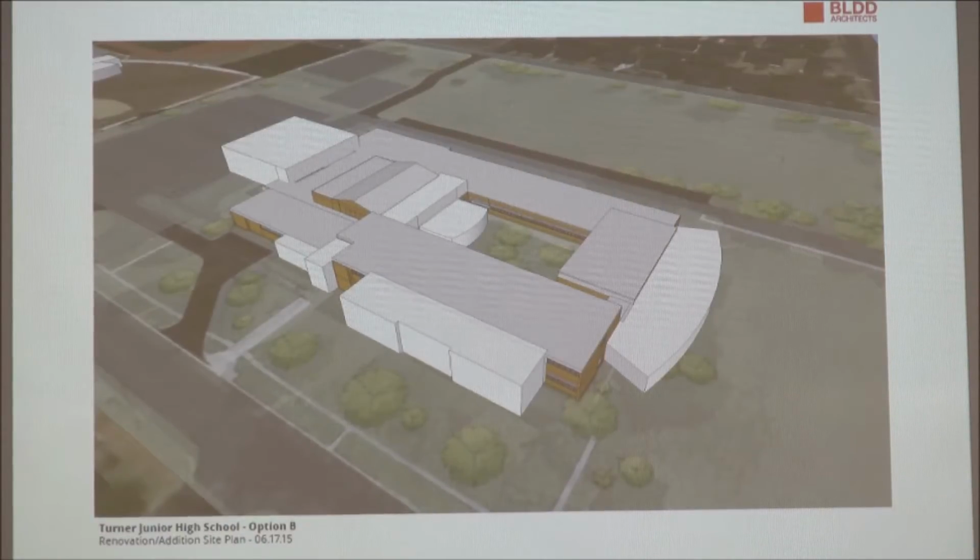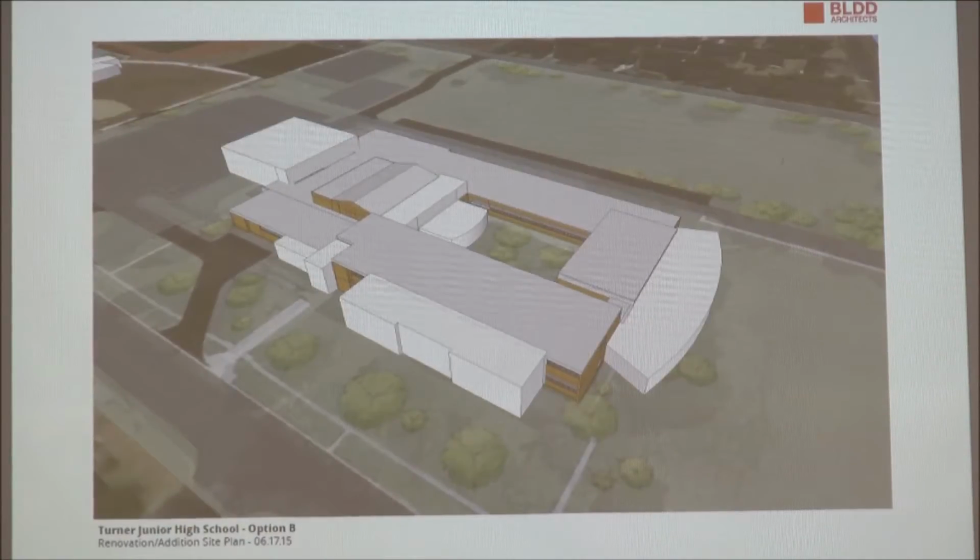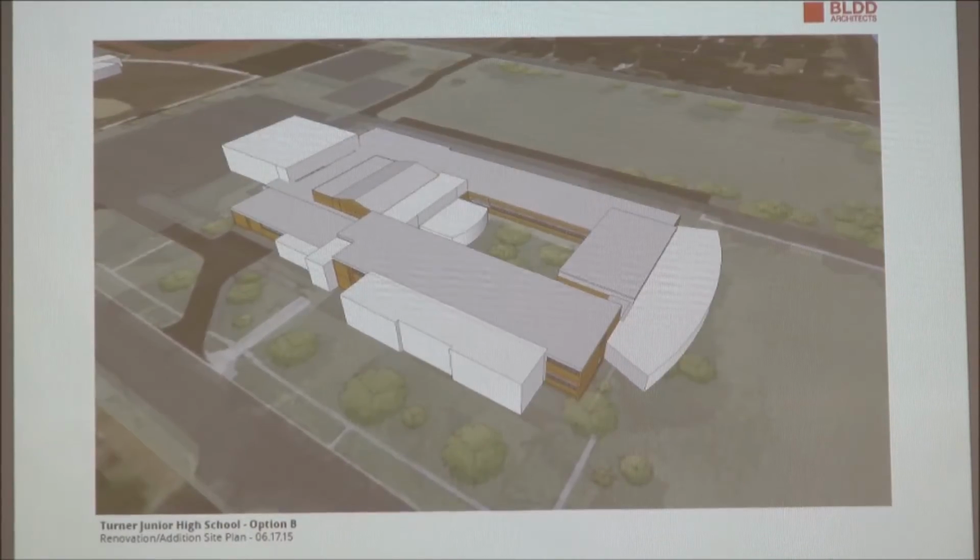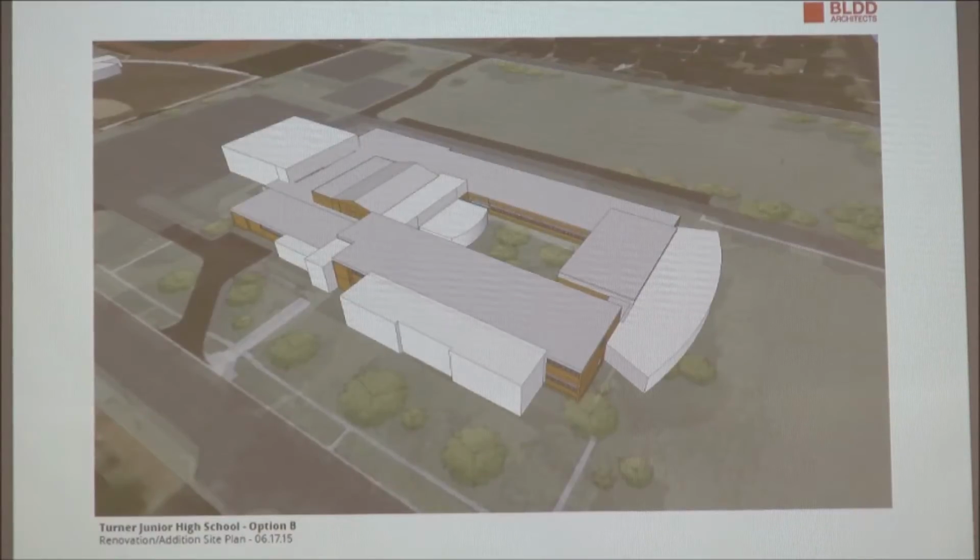Option C. Thank you, Steve. And then the north side on all of this. The north is going to have two. The north sides. Yeah, this is very similar to the approach at Eisenhower and MacArthur.